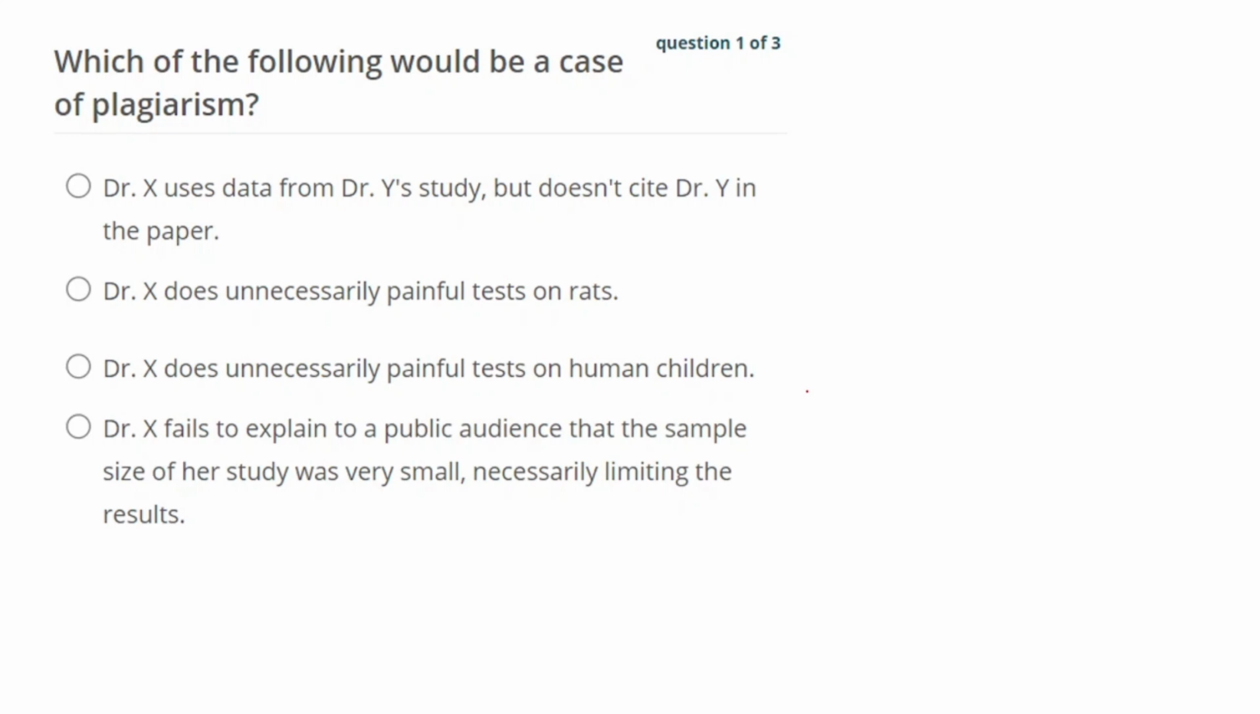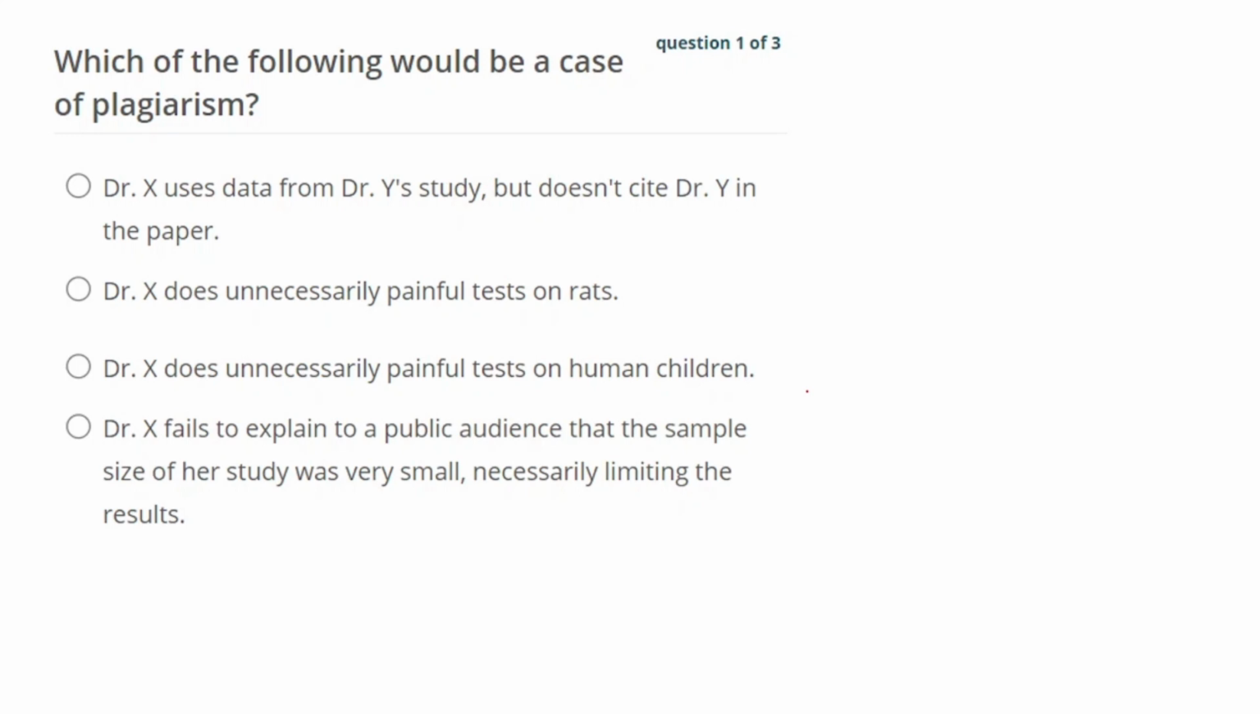And Dr. X fails to explain to a public audience the sample size of a study. So when the sample size of a study is very small, people will raise questions. It is very easy to counter that kind of research work, because when your sample size is small, your analysis can be coincidence, your statistics are very prone to being coincidental. So obviously the biostatistics part of your work needs to be very prominent as well.